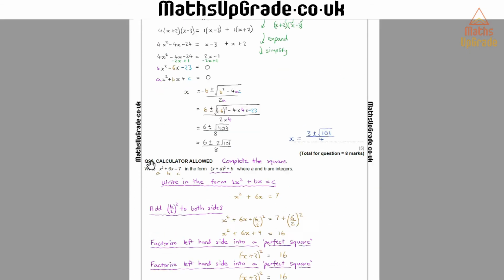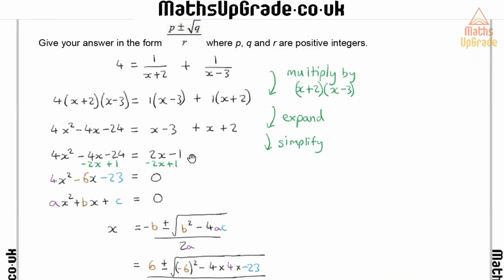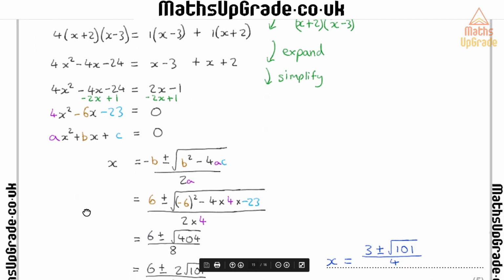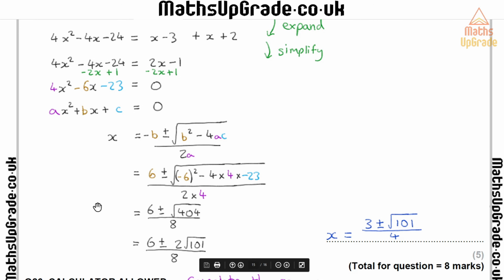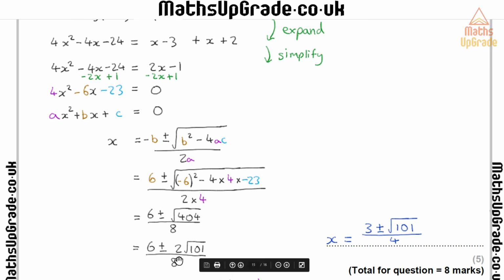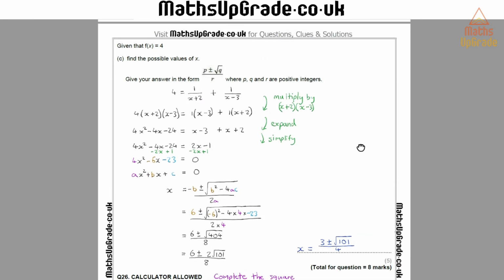Then I can just subtract from both sides x minus 3 and x minus 2, and I get 4x squared minus 6x minus 23 equals 0. Using the quadratic formula and following it through, I'll get x as being 6 plus or minus root 404 over 8, and then that'll give me a final answer when I simplify it by dividing by 2 on the top and bottom of x as being 3 plus or minus root 101 over 4. That's your final 5 marks, and that is the 8 mark question there of question 25.